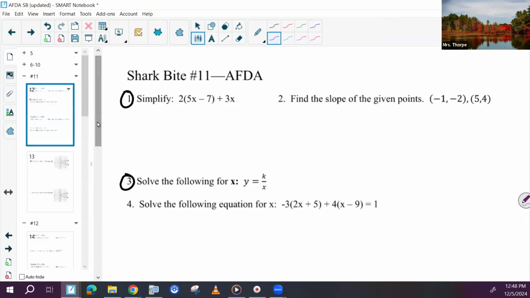So starting with number 1, simplify. We're going to start to distribute to 10x minus 14 plus 3x, and then combine like terms like we would if we were solving. So 13x minus 14. But after that, there's nothing else left to do. We can't do anything with it. There's no equals. I'm not solving, so that's it. Questions on that?